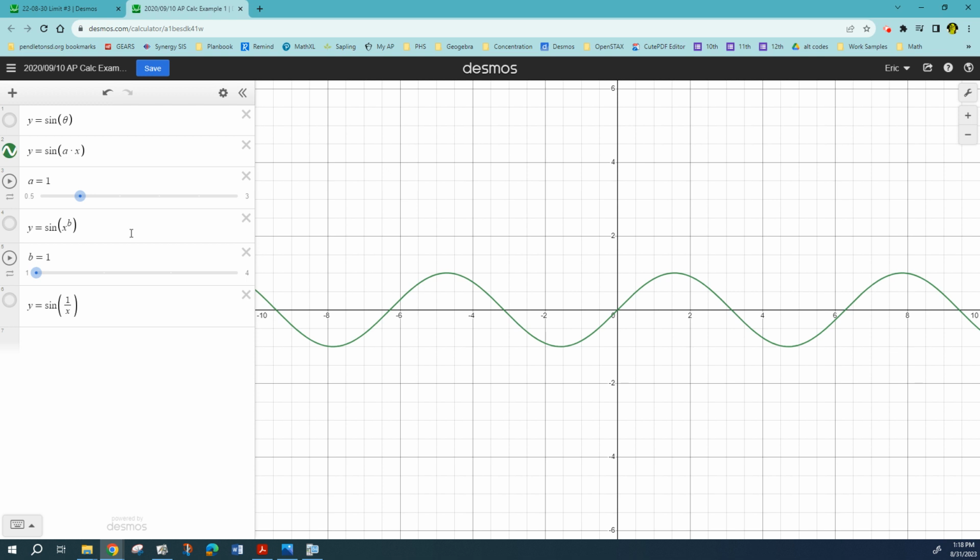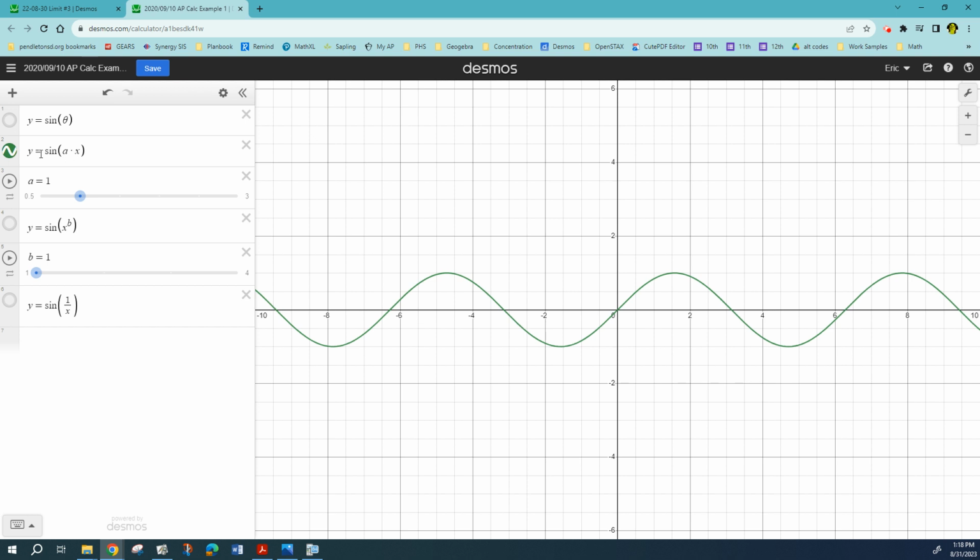Where A is 1, it looks like that. What's going to happen if I make A a big number like 3? What's going to happen to that? Okay, well, let's try it. Now, A is what's being multiplied by X inside the sine function.